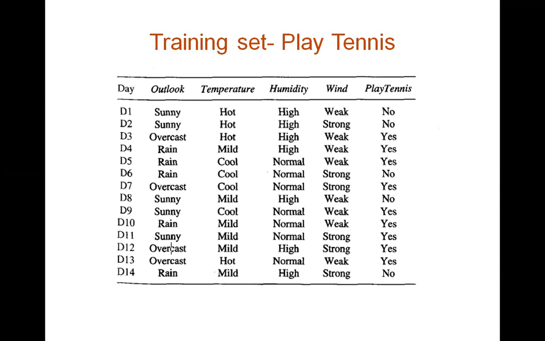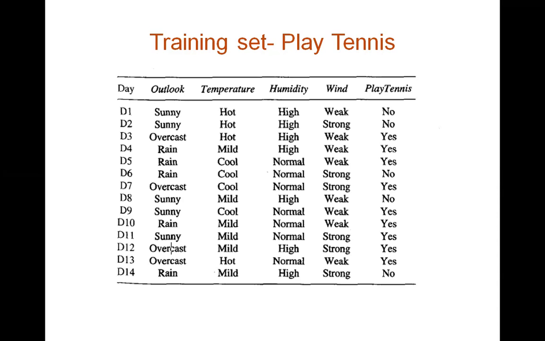Outlook. Outlook can be sunny, overcast, or rain. Temperature. Temperature can be hot, mild, or cool. Humidity. It may be high or normal. Wind. Strong or weak. So four attributes are there. They have got their own values. Based on these values of these respective attributes, we are going to say play tennis is yes or no.